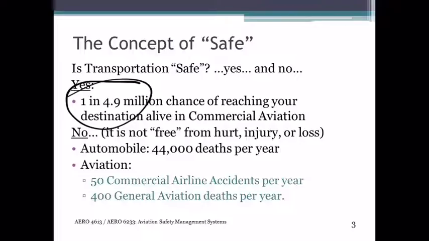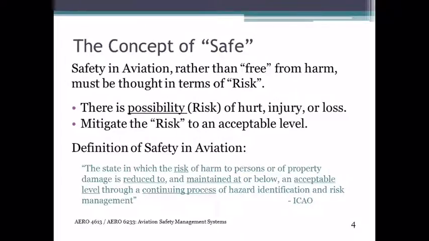But what if you were that one that didn't make it to your destination? Is that acceptable safety? Rather than 100% free from harm, in aviation we classify safety in terms of risk. Aviation is a dangerous business with a very good safety record in commercial aviation. Not so good safety record in general aviation, but we identify the level of risk and then seek ways to mitigate the risk to an acceptable level.